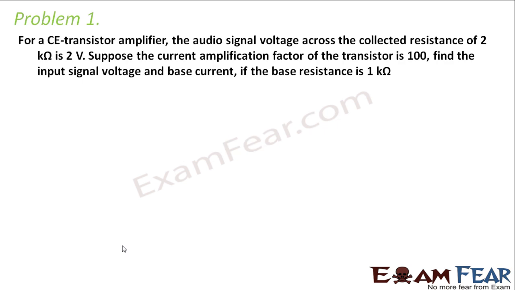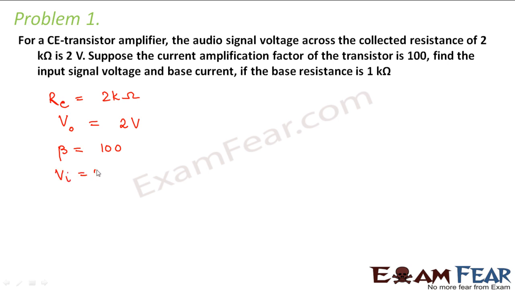So here comes the first problem. It says that for a CE transistor, that is a common emitter transistor amplifier, the audio signal voltage across the collector resistance of 2 kilo ohms is 2 volts. That means collector resistance RC is equal to 2 kilo ohms, and the voltage across the collector resistance, that means the output voltage, is 2 volts. Suppose the current amplification factor of the transistor, that is beta, is equal to 100. Find the input signal voltage and base current.